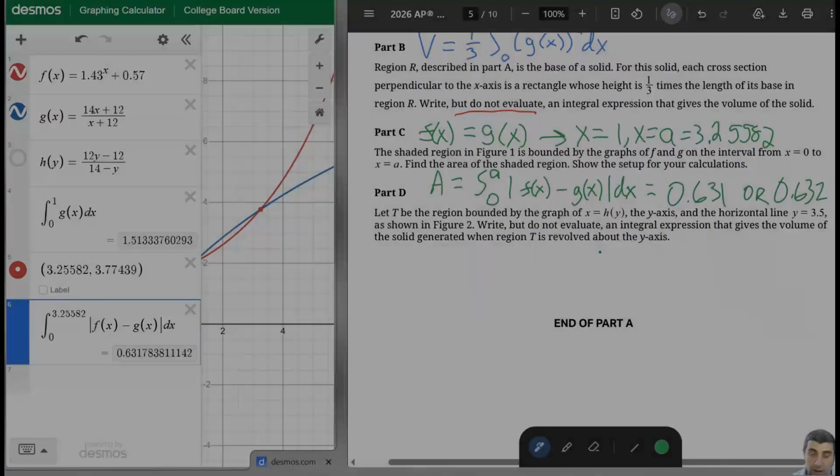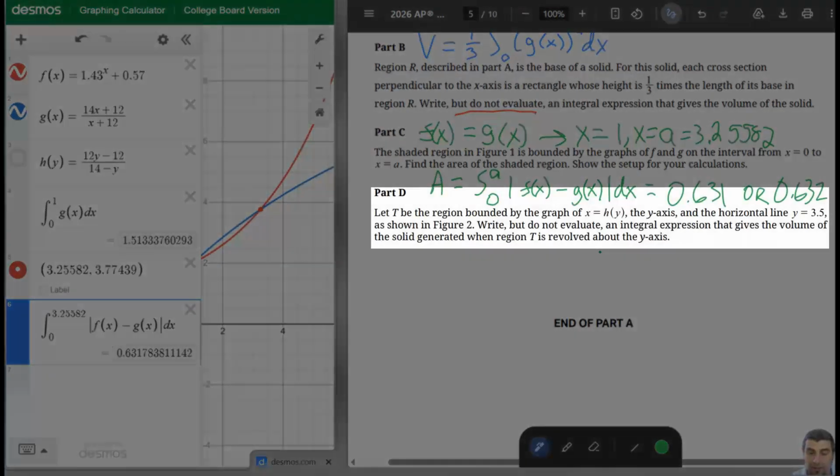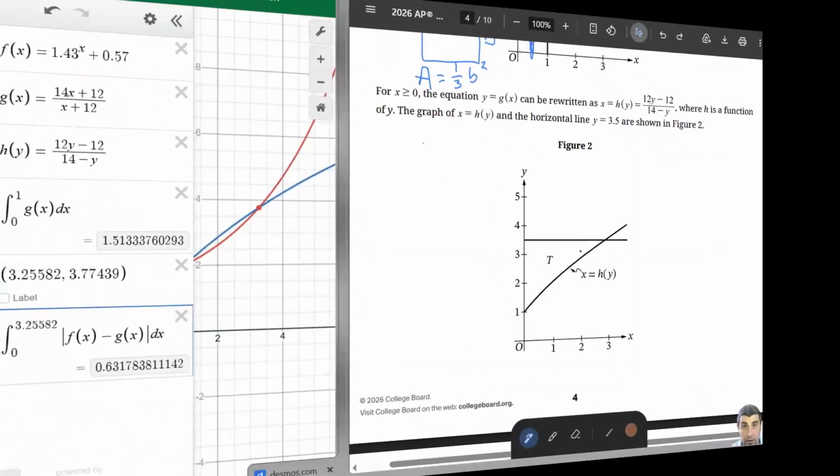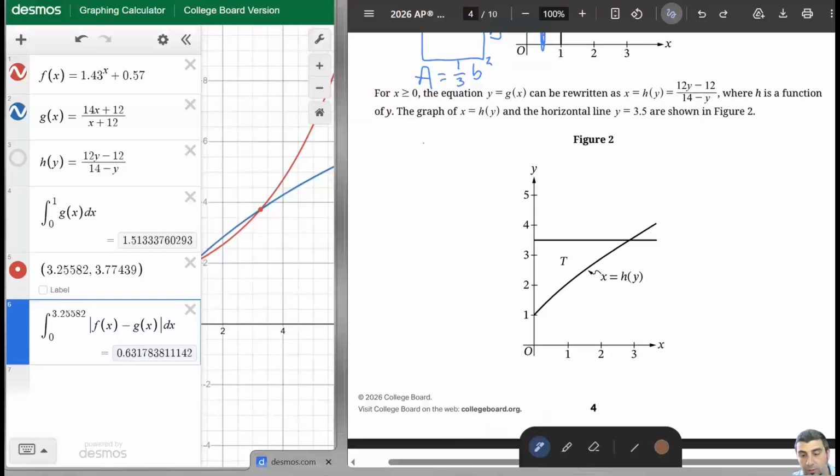And then part D, let T be the region bounded by the graph of x equals h of y, the y-axis, and the horizontal line y equals 3.5, as shown in figure 2. Write, but do not evaluate, an integral expression that gives the volume of the solid generated when T is revolved about the y-axis. So here's the region T. I'm going to revolve it around the y-axis. So I'm going to put my handle on the y-axis and indicate that I'm rotating it around. This just helps me visualize things.